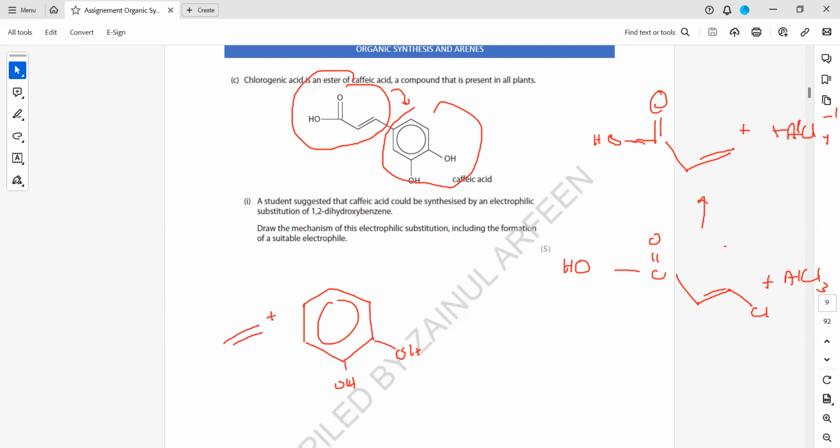So we have this electrophile which we produced. It will attack the benzene ring. So we draw an arrow from the benzene ring to this electrophile. Then it will form an intermediate in which the hydrogen next to it will break the bond. That is HO. Skeletal formula I have to show. And this is linked with the benzene ring.